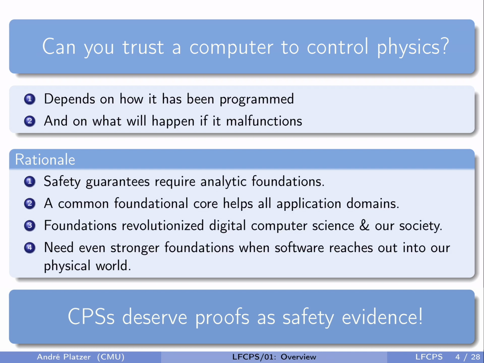Or as Jeanette Wing phrased it, how can we provide people with cyberphysical systems that they can bet their lives on? That's the real question. In other words, for us, the conclusion is that cyberphysical systems are so important that they deserve nothing less than a proof as safety evidence. And I hope that that is a welcome conclusion for you. How we make such proofs happen for cyberphysical systems is precisely what this course and textbook is about.